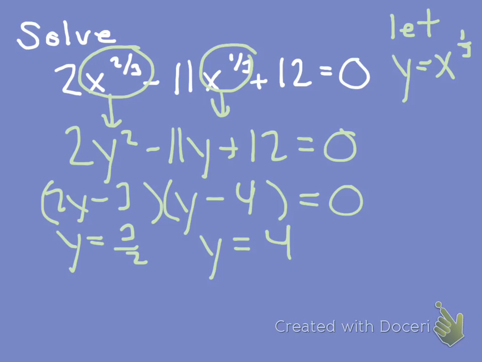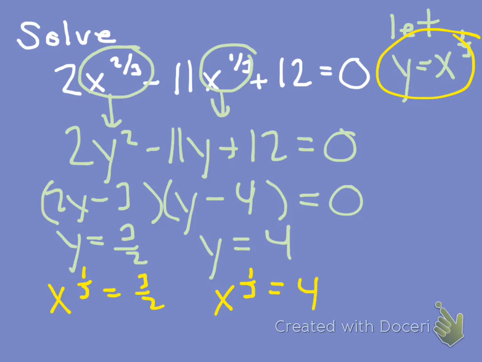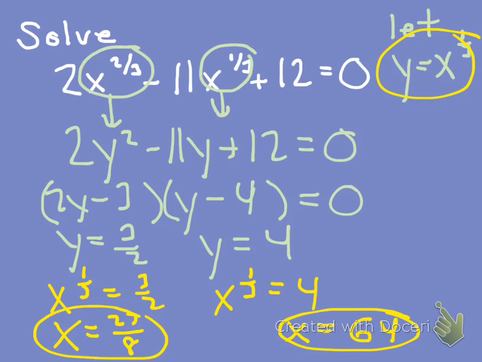But now I have to go back in and re-substitute what I did before. Get my yellow marker here. There we go. I have to go back and substitute this in. So I have x to the 1/3 power equals 3 halves, or x to the 1/3 power equals 4. Well, what would I have to do to these to get x back? Keep in mind, the 1/3 power is just a cube root. So I'm going to cube them both. So x equals 27/8, x equals 64. 2 solutions. Okay, so the substitution method comes in very nicely. Okay, that's it for this section, and you have some review problems there to do.